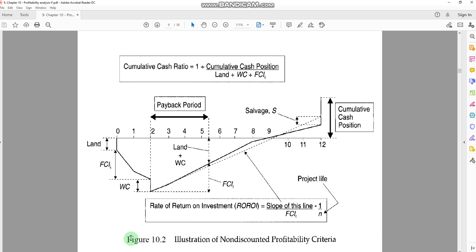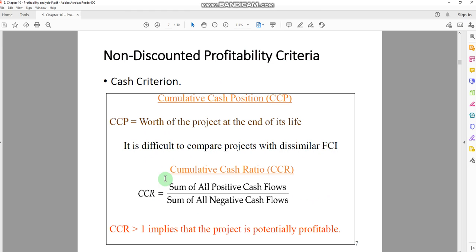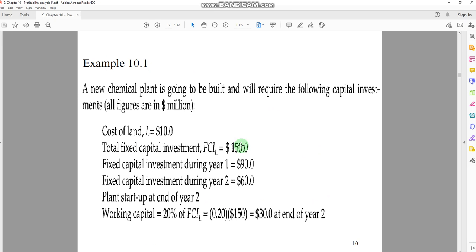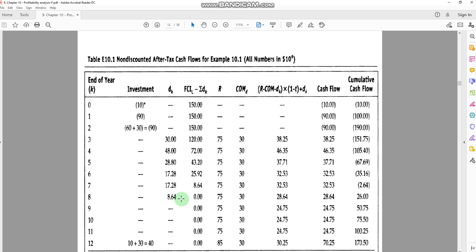So we have to calculate the rate of return on investment. We have to calculate the cumulative cash position, cumulative cash ratio, payback time, and so on. For this, keeping in view the data that we have in this example, we have to draw the table that can represent these results. Now this table is very important to understand, and you should be able to make this table by yourself also. So we have to see this year by year.